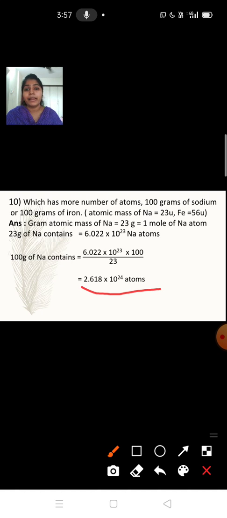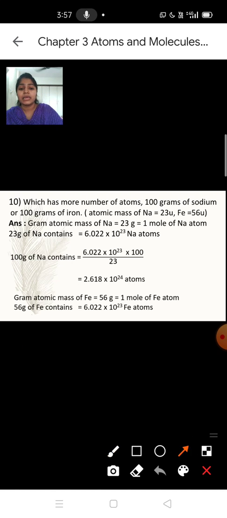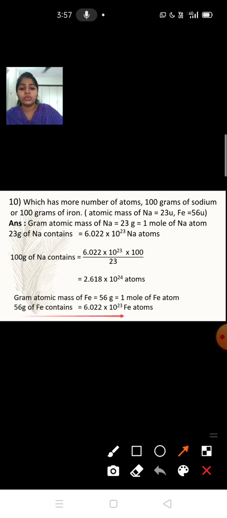Same method we will apply to find the atoms present in 100 gram of iron. Now we know the gram atomic mass of iron is 56, and that is equal to 1 mole of iron atoms. So I can say that 56 gram of iron contains 6.022 into 10 raised to 23 iron atoms. Okay, so 56 gram contains these many atoms.